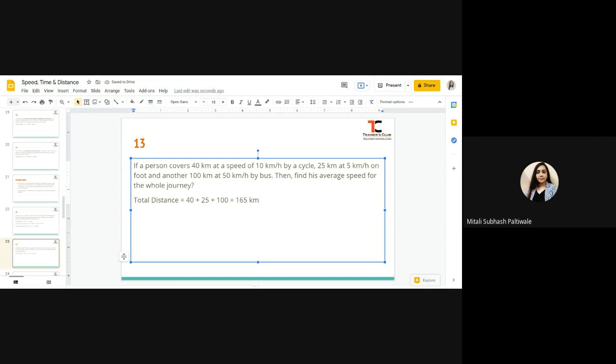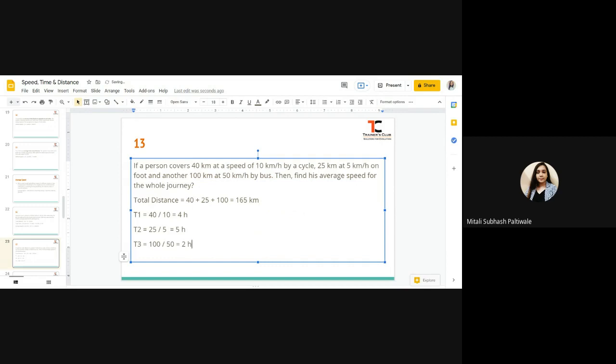Now there are speeds given and we have to find the average speed of the entire journey. So can we convert these things? We can find out the time required for each journey. T1 is equal to 40 by 10, so this will become 4 hours. T2 is equal to 25 by 5, which is nothing but 5 hours. T3 is equal to 100 by 50, which is nothing but 2 hours.